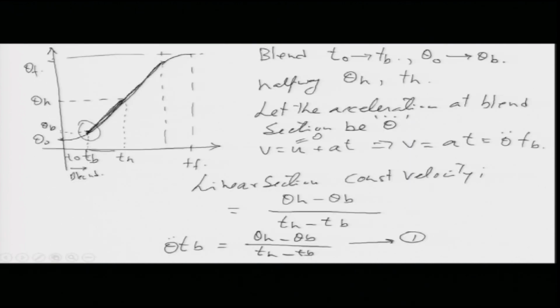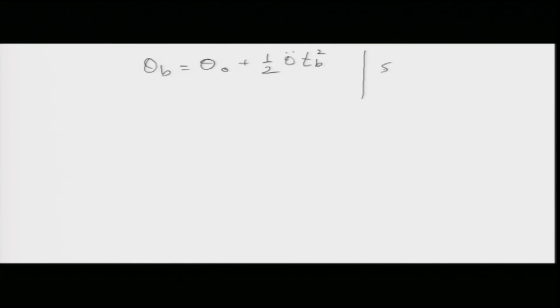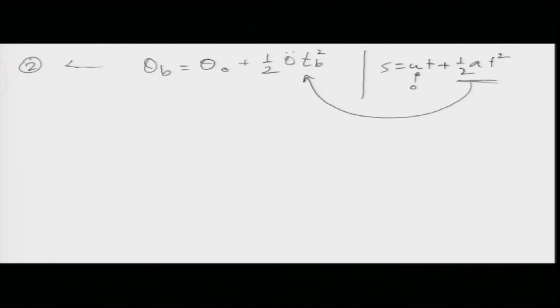So, this basically says that I am starting at theta naught, I am ending at theta b. So, theta b is equal to theta naught, this was already there, plus half at squared. Now, how do I get this? We get it from our formula: s is equal to ut plus half at squared, from this distance formula. u is equal to 0, so this part is 0, and this part is half at squared, which is coming here, and it was already at theta naught. So, theta b is equal to theta naught plus this term. This is my equation number 2.